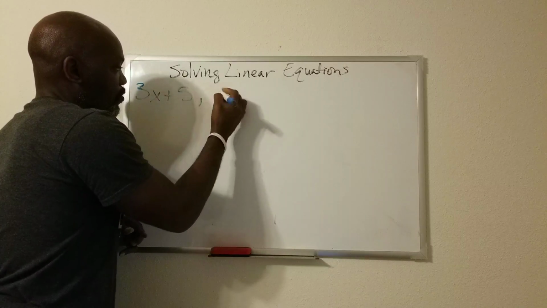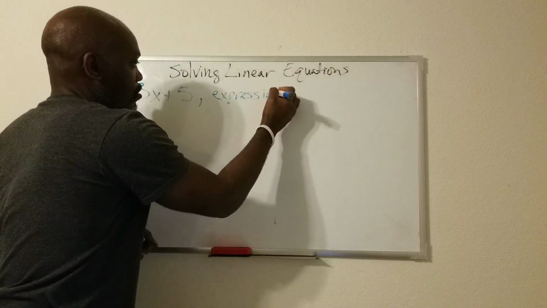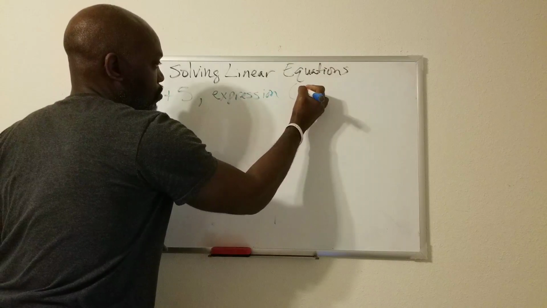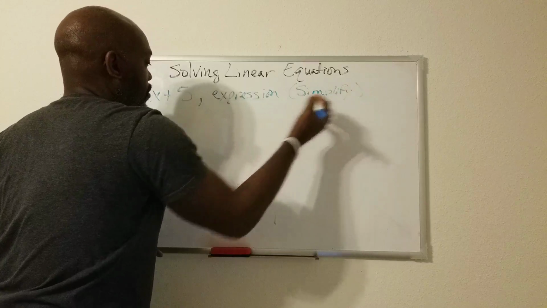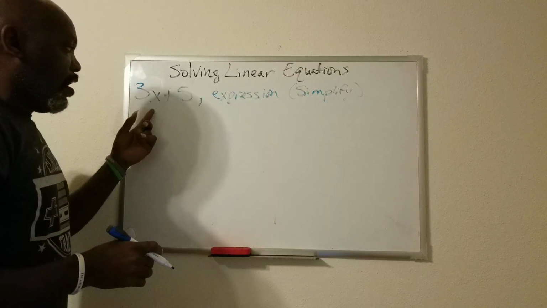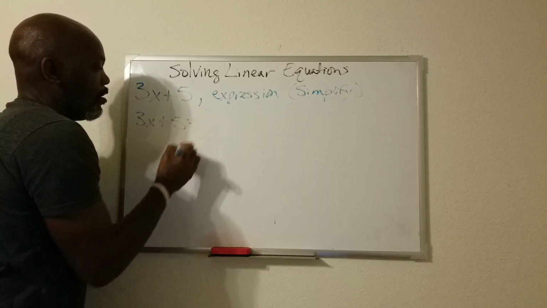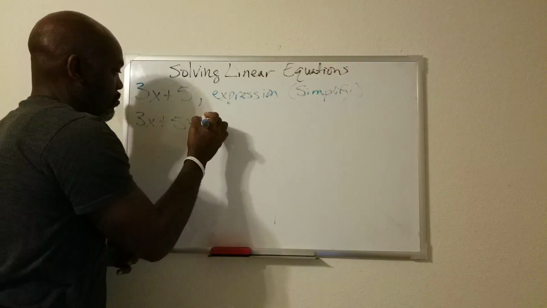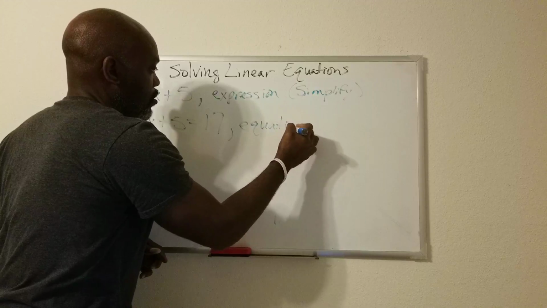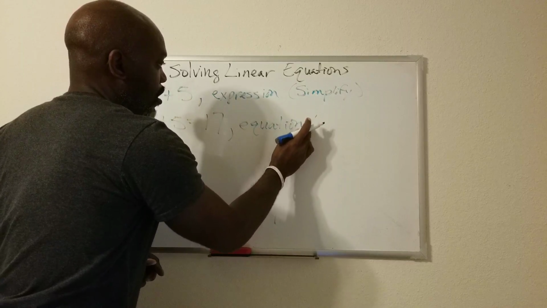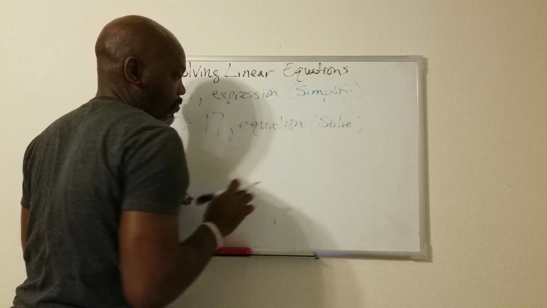All right, so 3x plus 5, this is called an expression, and in an expression, you're going to be asked to simplify. Now, in this particular problem, there's nothing to solve because x is not given. Now, if you have 3x plus 5 equals 17, then this would be considered an equation. And for an equation, they would ask you to solve.